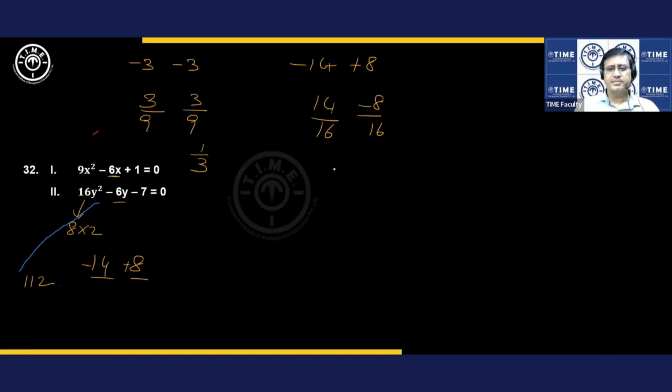Now simplify this. 8 goes exactly 2 times. Now here it is 7 by 8. Just observe: 1 by 3, 7 by 8 and minus 1 by 2. Minus 1 by 2 means a negative value. A negative value is less than the positive value. So x is greater than y. What about 7 by 8 and the other value?